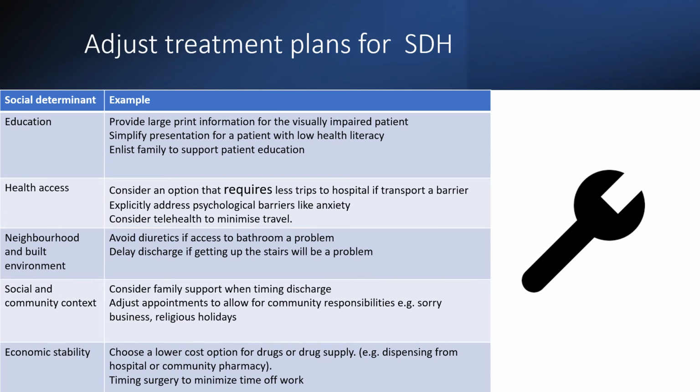Finally, as doctors, we're responsible for formulating a plan of management. It's critical that this plan takes into account the context of the patient and is adjusted accordingly. So our education format might change if the patient's deaf or visually impaired. We might adjust our language if health literacy is low. We might change the treatment plan to an option that requires less trips to hospital or lower cost drugs. We might adjust the discharge timing until the family come back from holidays, or appointments to take account of sorry business or religious holidays. These are all adjustments that can lead to more appropriate and more effective treatment plans.